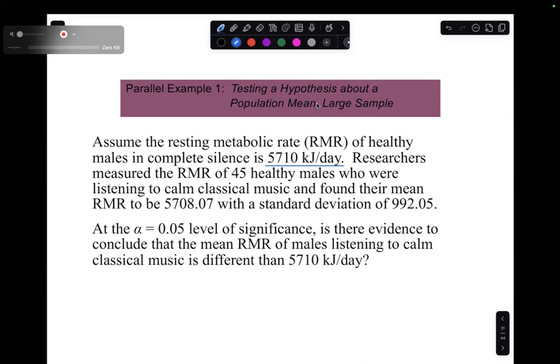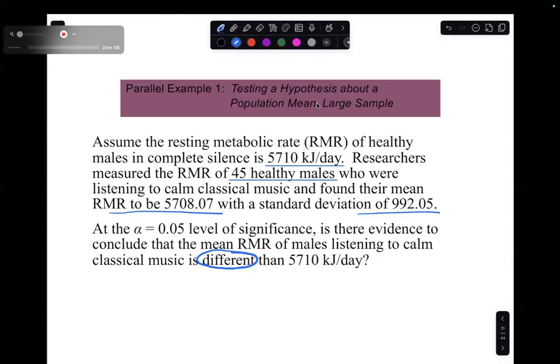Just letting you know. So we have 45 healthy males. I'm assuming that's a simple random sample, but it doesn't tell me that. Their mean, the 45 that we have, their mean was 5708. Their standard deviation was 992.05. So we want to know, at a significance level, is there evidence to show that the resting metabolic rate is different than 5710 kilojoules a day? Is there evidence to show it is different?